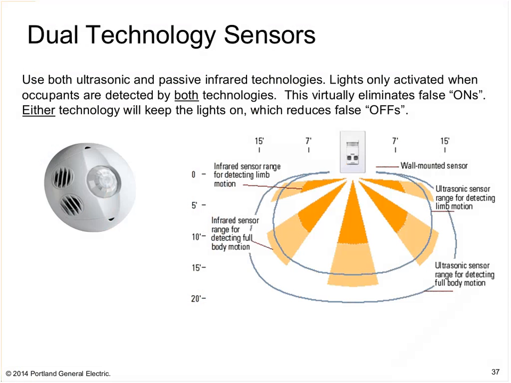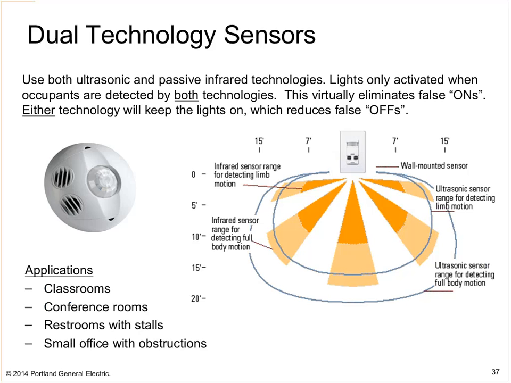Now, sometimes combining these two sensor technologies gives you the best performance. So in this case, we're going to combine infrared with ultrasonic. And by doing this, you're going to limit the false ons that you get with ultrasonic and the false offs that you have with passive infrared. But as you can imagine, this is going to cost more. But where you see these are in classrooms, conference rooms, restrooms that have stalls, and maybe a small office that has obstructions.